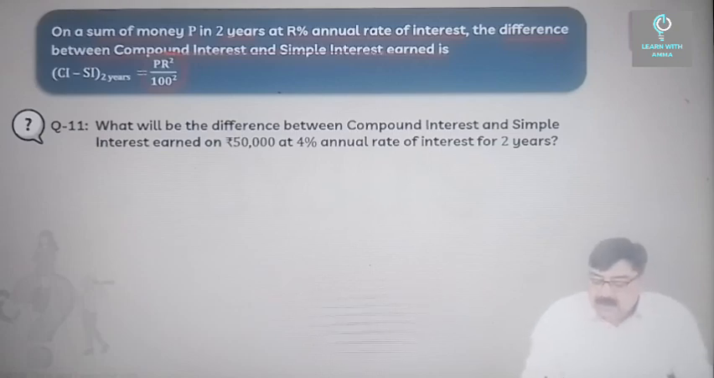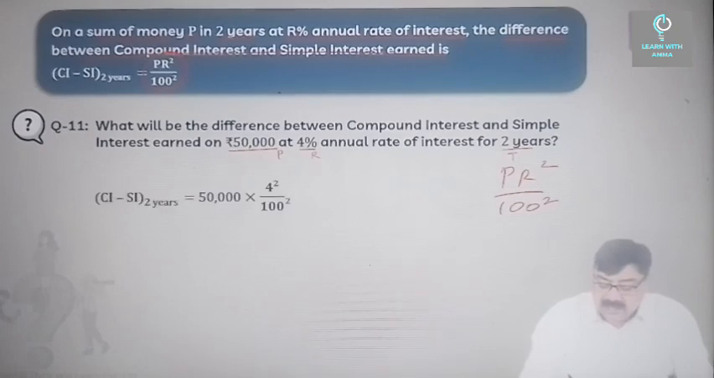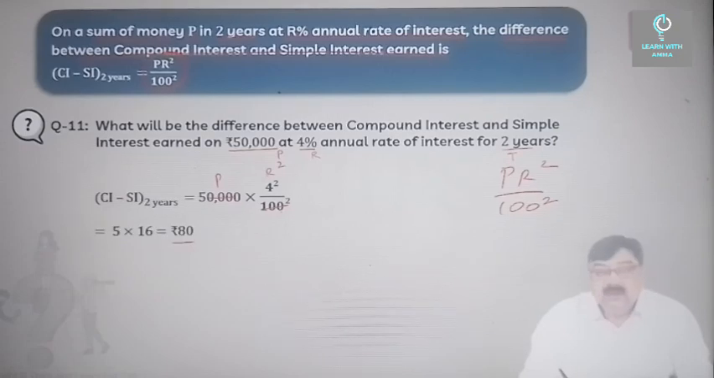What will be the difference between compound interest and simple interest earned on rupees 50,000, which is P, at 4% annual rate of interest, that is R, for 2 years, which is T. So again, you have the formula, and that is PR square by 100 square. Substituting in that, P, this is R square, R is 4%, and 100 square here. So in 100 square, 4 zeros, they will cancel here, as you can see. 4 square is 16, and 16 into 5, you have rupees 80. That would be the difference.